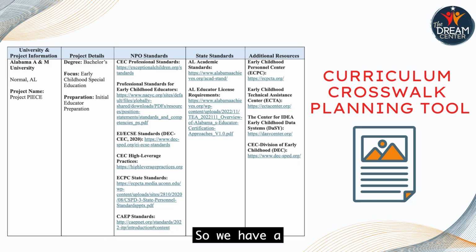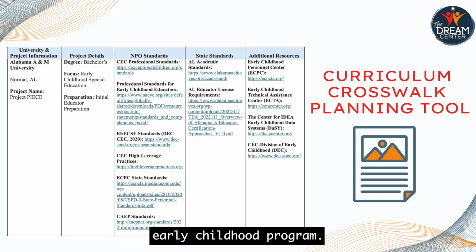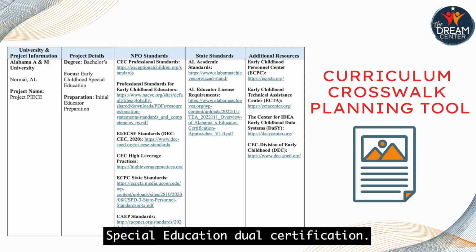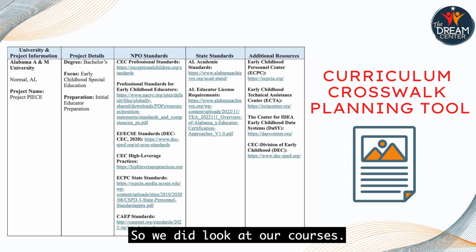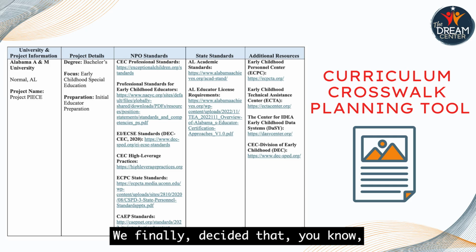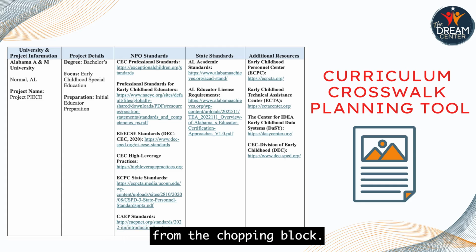So we have an existing early childhood program, and then our new program is the early childhood special education dual certification. So we did look at our courses. We finally decided that we needed to work on 6 courses that we're going to use as part of what we call our teaching field for the program. And we put courses kind of on display for the chopping block.